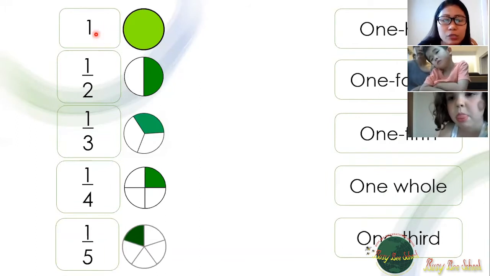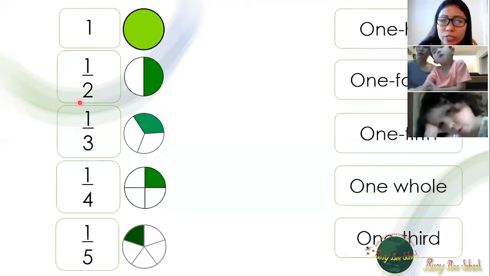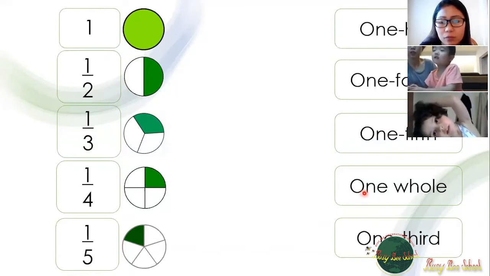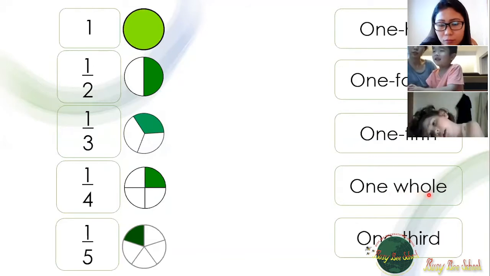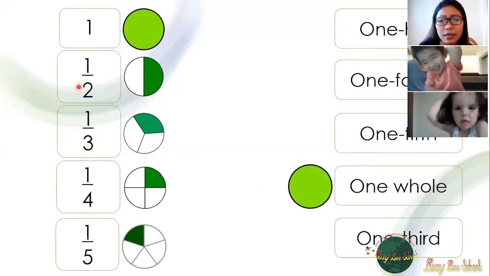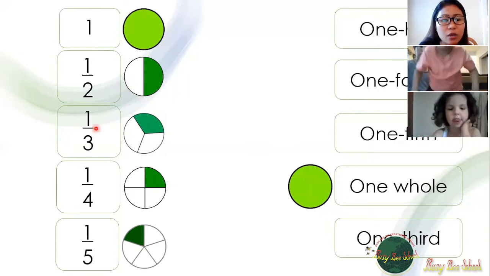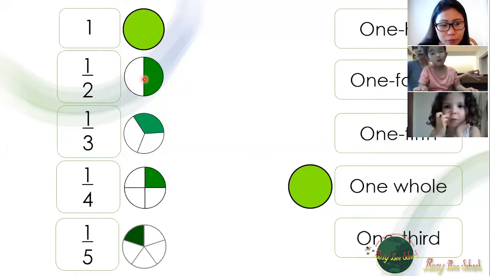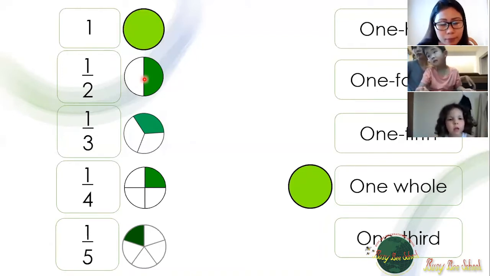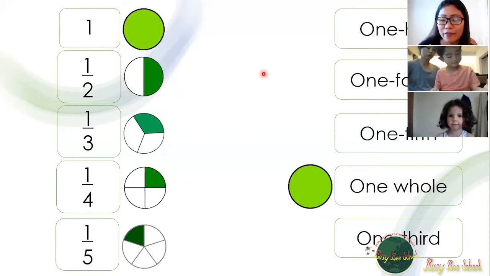Okay, let's start with Kushi. So one whole. Where is one whole over here? All right, can you spell it out, Kushi? O-N-E, W-H-O-L-E. Very good. So one whole spells O-N-E W-H-O-L-E. Okay, Marga, next, can you answer one half? How do you spell one half? O-N-E dash, next, H-A-L-F. Very good. Good job, Marga.